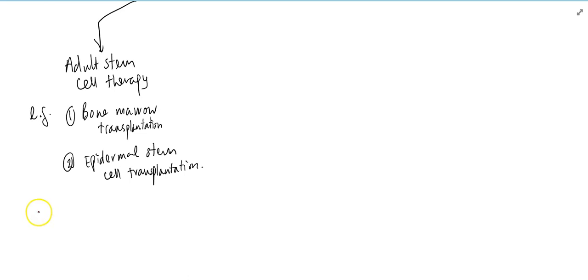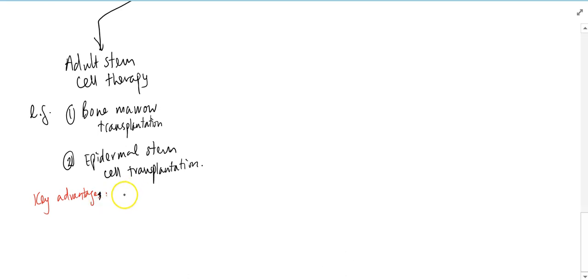Now, the key advantage of adult stem cell therapy, we'll just talk about one, is that it is the least problematic of all the stem cell therapies. It's the least problematic because each kind of adult stem cell is not extremely potent, so it can only differentiate into very few kinds of cells, which makes it the least problematic.